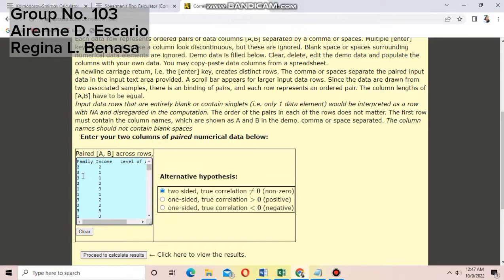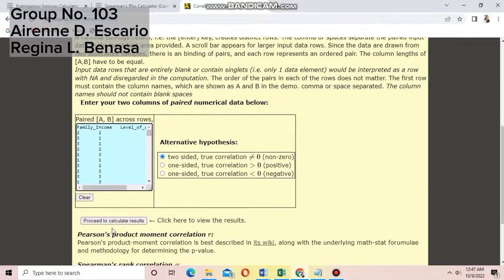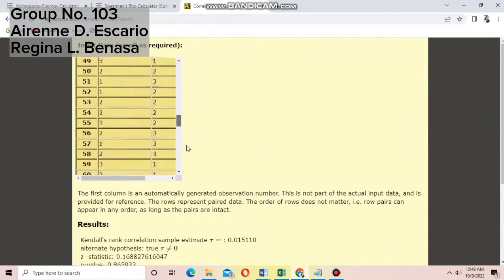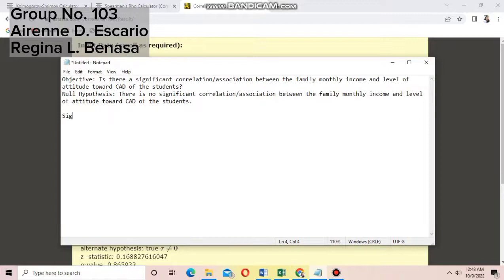The first column corresponds to the family monthly income, and the second column corresponds to the level of attitude. We will choose the two-sided so that we can be safe that the level of attitude is associated with the family monthly income and vice versa. Let's proceed to calculate results. We have 100 observations. The significance level should be set to 0.05.